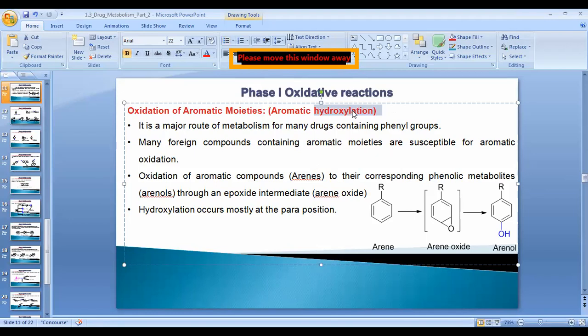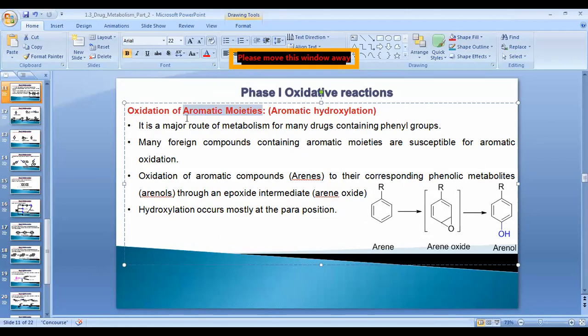Now what type of reaction do they undergo? First of all, it is a hydroxylation reaction. So the oxidation of an aromatic compound, that is arene, to its corresponding phenolic metabolite. When the drug molecule first undergoes aromatic oxidation, it is converted into its phenolic metabolite, known as arenol, through an epoxide intermediate. A large number of drug molecules have this type of ring structure, and they are converted into a phenolic metabolite by oxidation of aromatic moieties. In this process, while arene converts to arenol, there is formation of one intermediate product, that is arene epoxide.